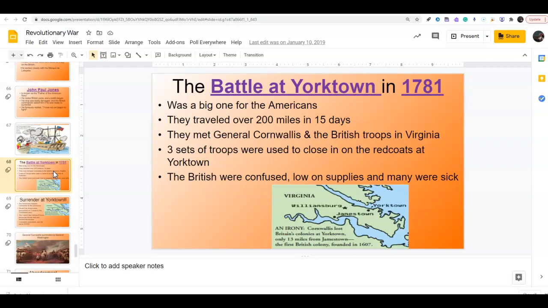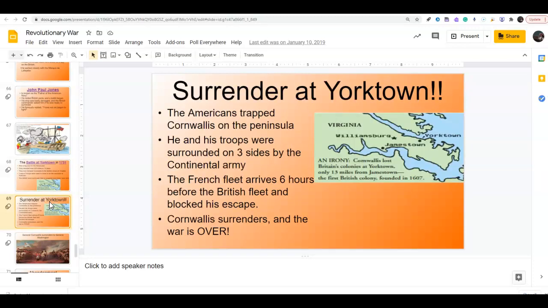The Battle of Yorktown is the final major battle of the American Revolution. So if you see right here at Yorktown, you got the American soldiers pressing this way, and then the French show up and start bombarding them. General Cornwallis, who was the leader of the British army, surrenders to Washington at Yorktown.